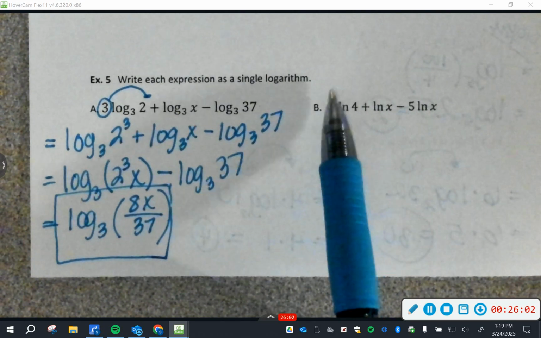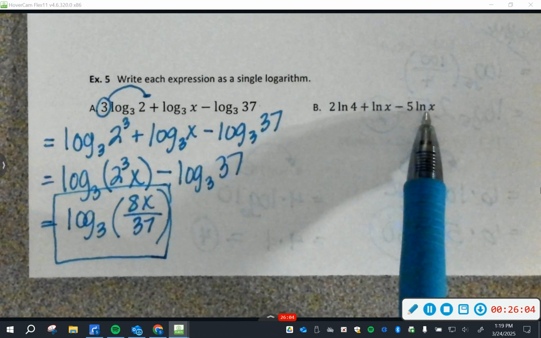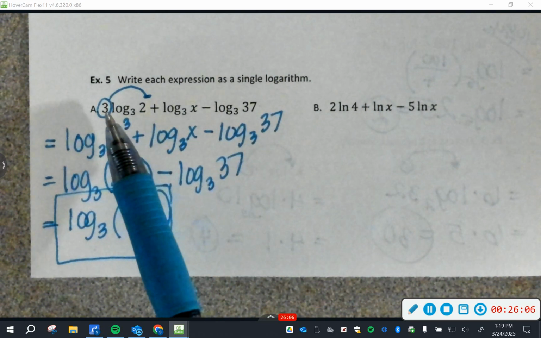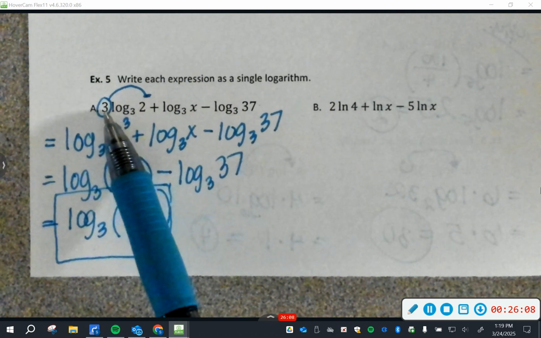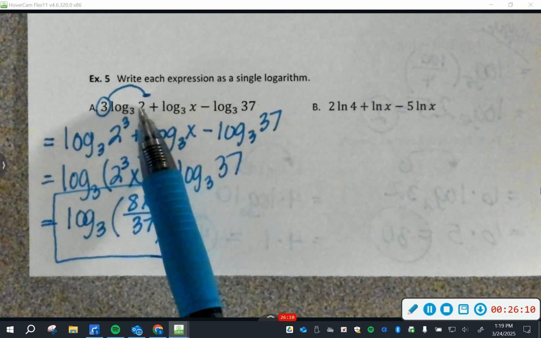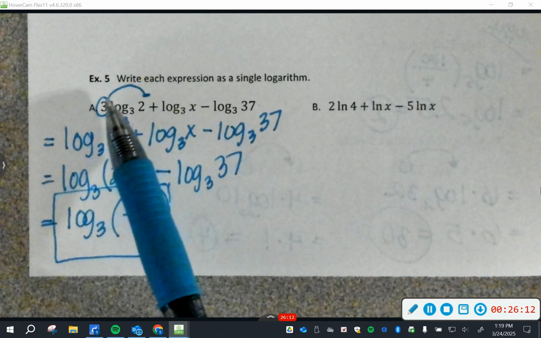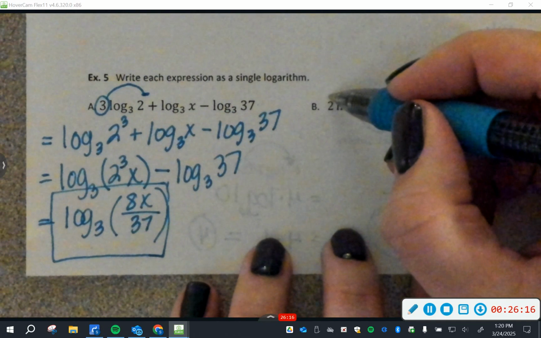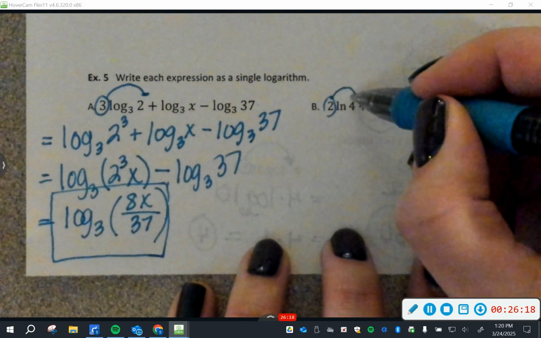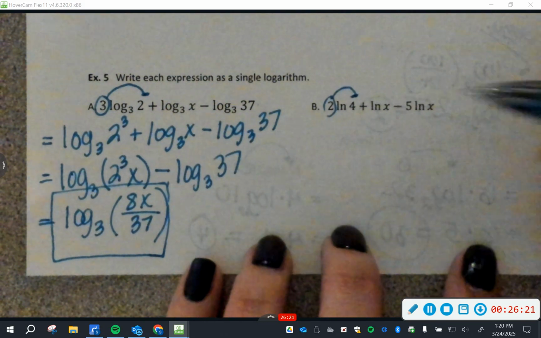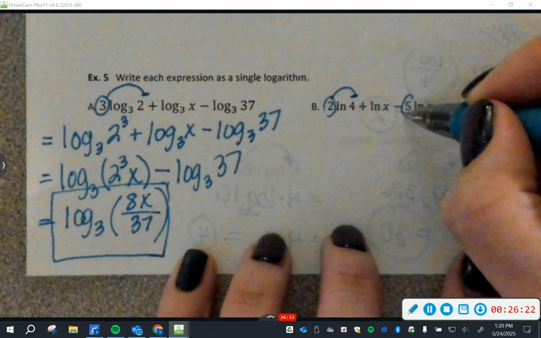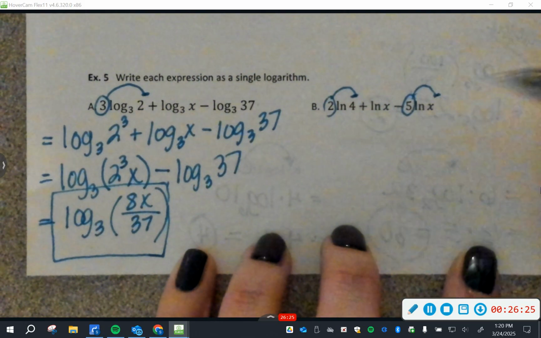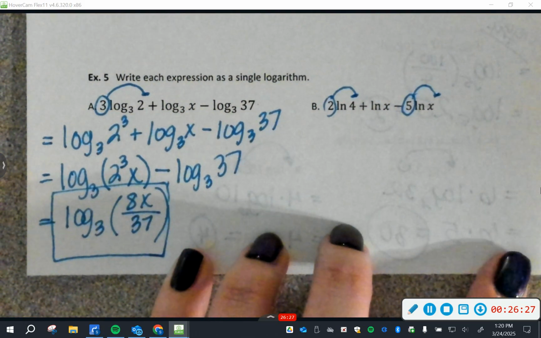Okay, let's do that here in B. Now we have natural logs. Okay, but we're going to follow PEMDAS. So if we have any numbers being multiplied to our logs, we're going to put that number back as the exponent. So I have that here, right? That's going to go back up there. And then I see this 5, that's going to go back up and be the exponent there.